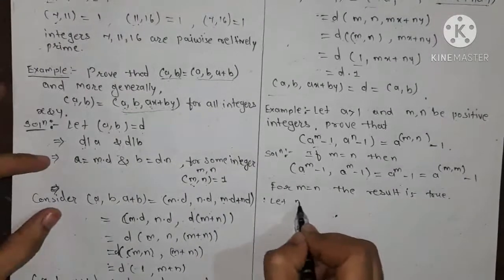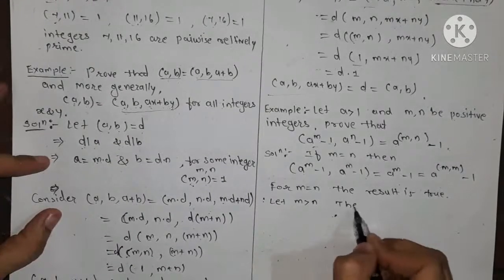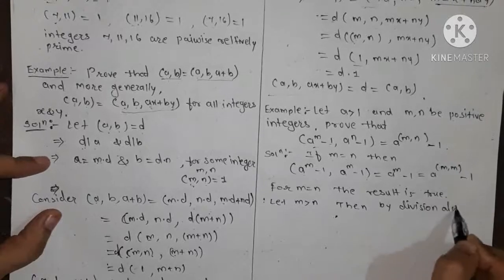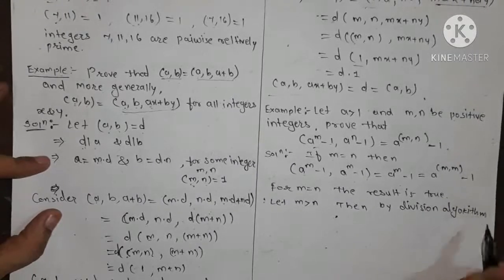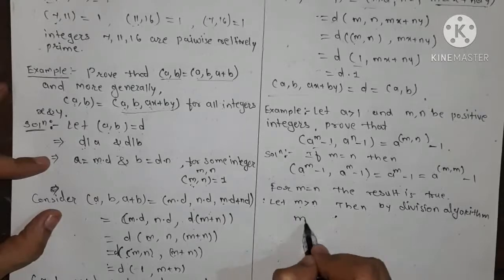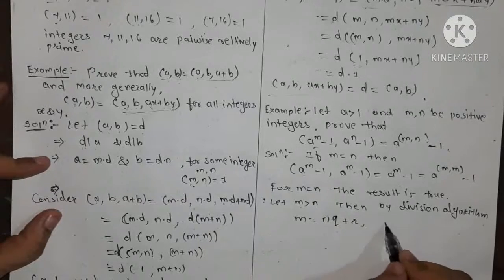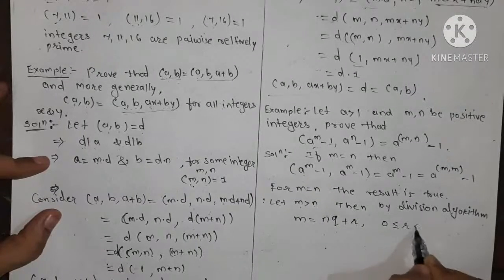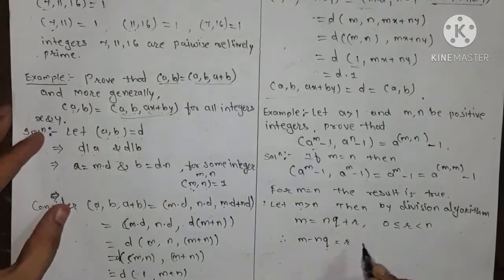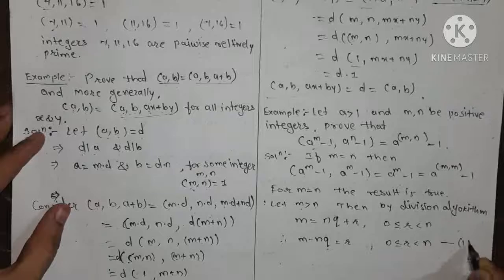Let m be greater than n. Then by the division algorithm, as m is greater than n, we write m equals n times q plus r, where r is the remainder, so 0 is less than or equal to r less than n. Therefore m minus nq is equal to r, where 0 is less than or equal to r less than n. We give this as equation number 1.